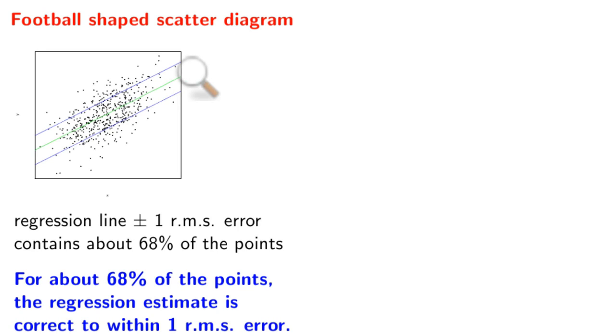The error is no more than 1 RMS error. You got it right to within 1 RMS error. I'm saying the same thing over and over again in many different ways. And there's nothing special about the 1 RMS errors. If you walked 2 RMS errors, then what do you think would happen?